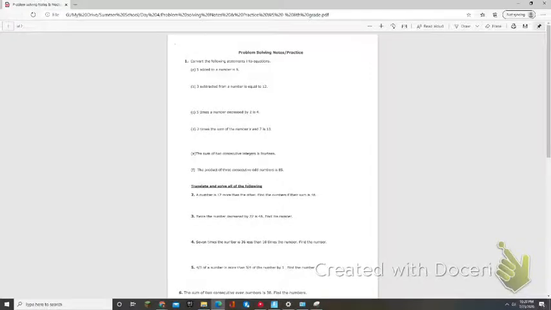Good morning. Today we're going to do two-step equations, but we're going to have to translate them first. So I'm going to do number 1, examples A through F, and then you guys have a worksheet to do after that. So what you want to do is you want to look for keywords.